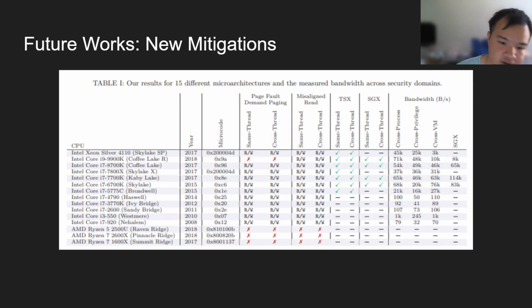And here's a table. I wanted to show you the latter three entries of this table, which are all AMD, and are not affected by page fault, misaligned read, etc.